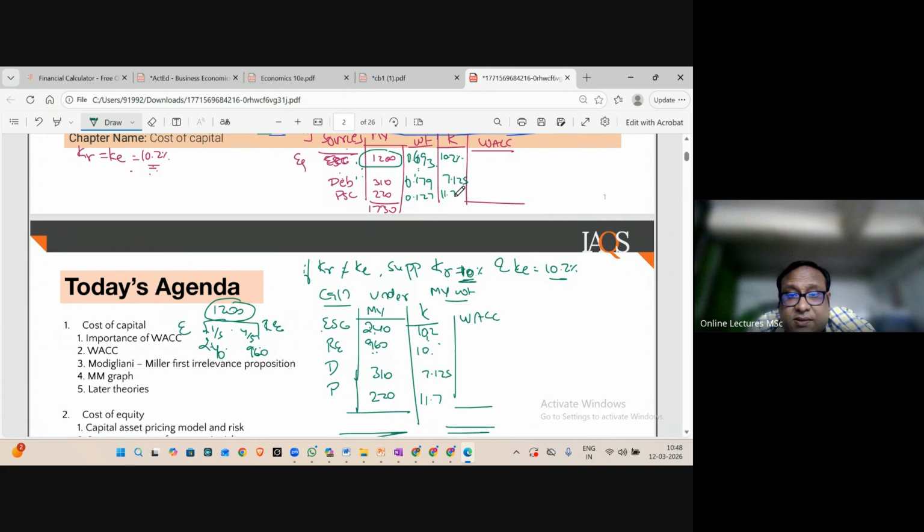So 0.693 into 10.2 is 7.068. 0.179 into 7.125 is 1.275. 0.127 into 11.7 is 1.4859. Adding 7.068, 1.275 and 1.4859 gives 9.8289.